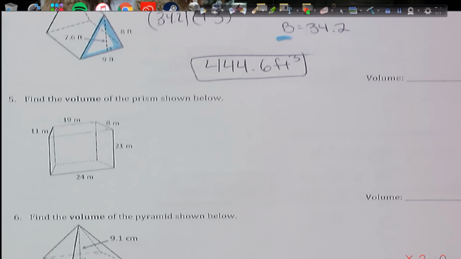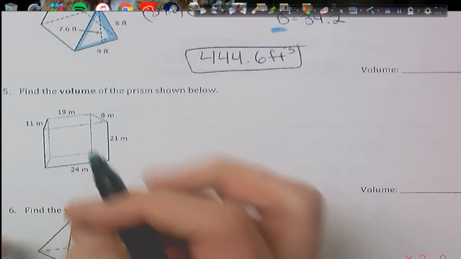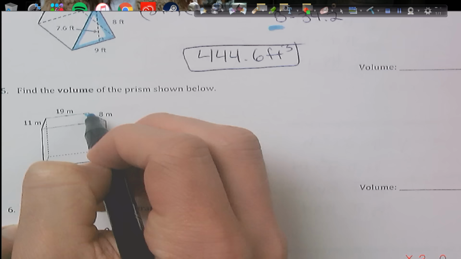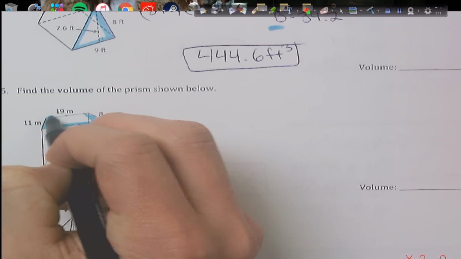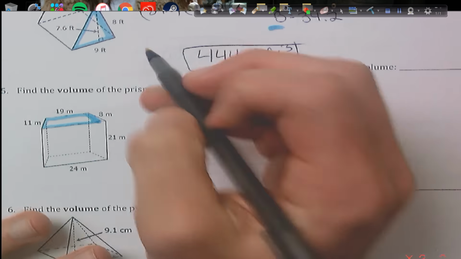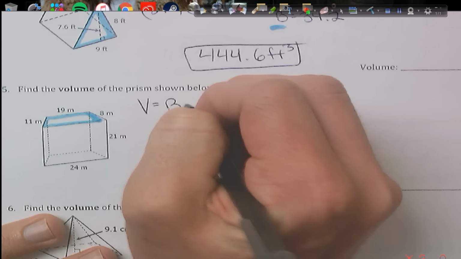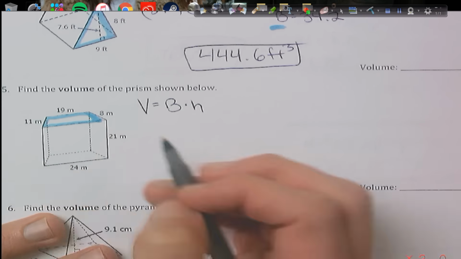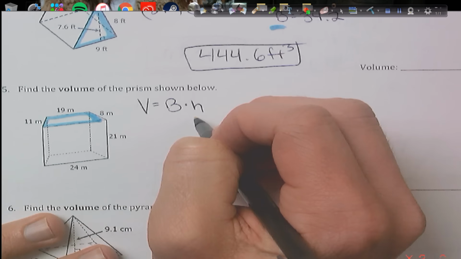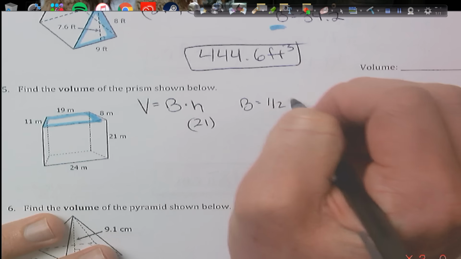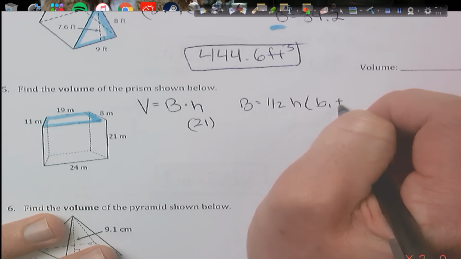Okay, I'm going to do a similar thing here. This time my base figure, kind of hard to see on this, so if you're confused on the test what shape it is, I'll be more than happy to help you out. But this is actually a trapezoid. So we still have the volume of a prism is big B times H. The height is the distance between the bases of the figures, so this is going to be 21. And the area of the base is 1/2 H times (B1 plus B2).